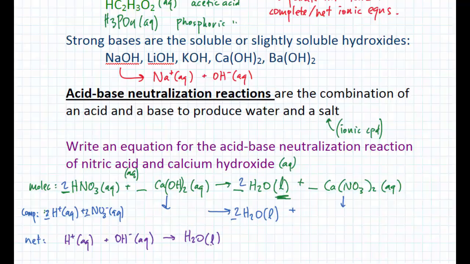you would normally reduce the coefficients like we did there. If it's 2's all across the board, we could reduce it like that. That would be the same net ionic equation for the reaction of any strong acid with strong base. If either of the acid or base were weak, we would have more to the net ionic equation, because a weak acid or weak base does not get broken up into ions. So you can practice that.